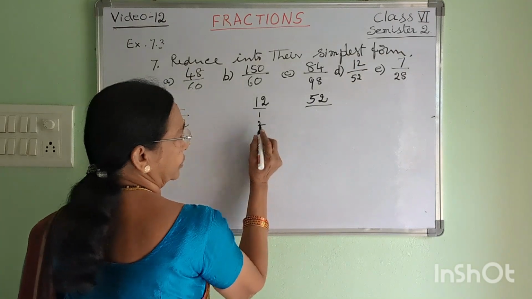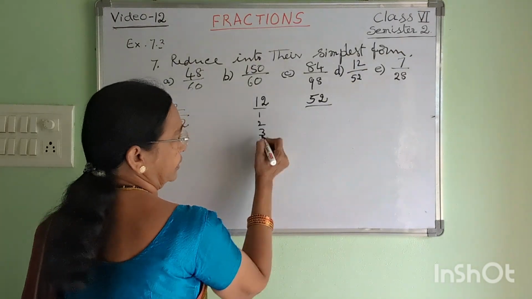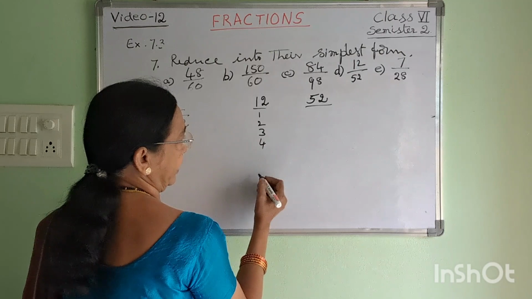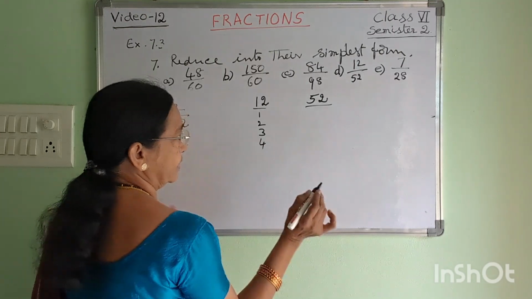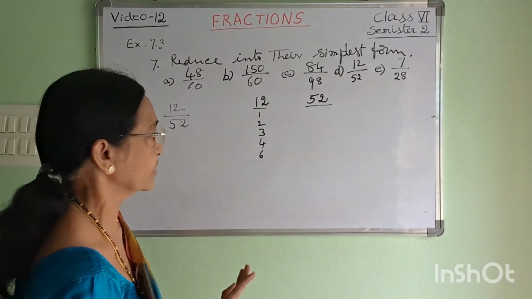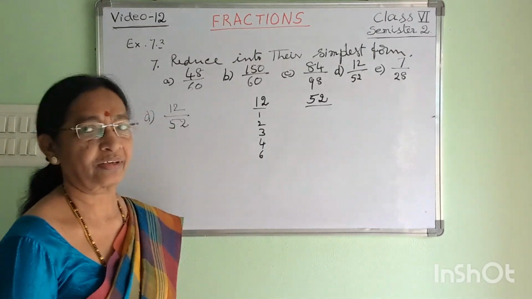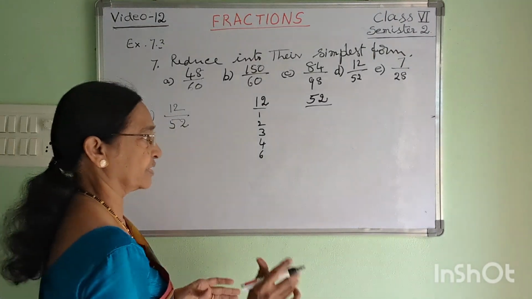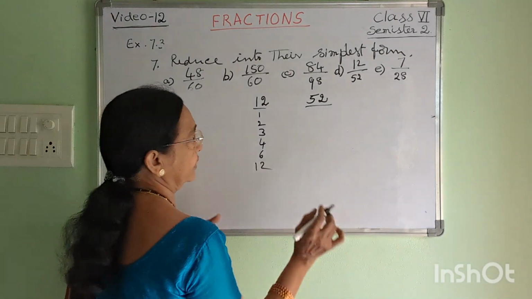1, 2, 3 is a common factor, 3 is a factor of 12, 4 is a factor of 12, 5 is not, 6 is a factor of 12, 7 is not, 8 is not a factor, 9 is not a factor, 10 is not a factor, 11 is not a factor, 12 is a factor.